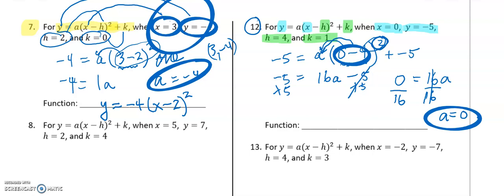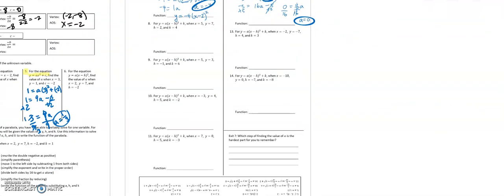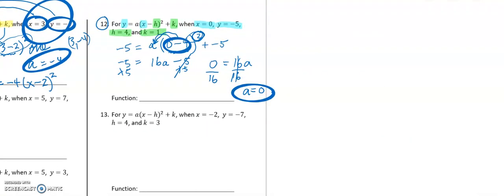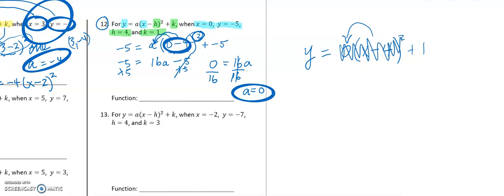So our function is, let's look here, sorry. I'm going to go over here because I just need some more space. So I'm going to write y equals 0 for a, times x minus, and then my h and my k. So 4 was h, squared, and then plus 1. Well, here's what happens. Okay, x minus 4 squared, and then anything times 0 just wipes it out. And what are we left with? y equals 1. That's our equation. So for this one, I'm going to write y equals 1.